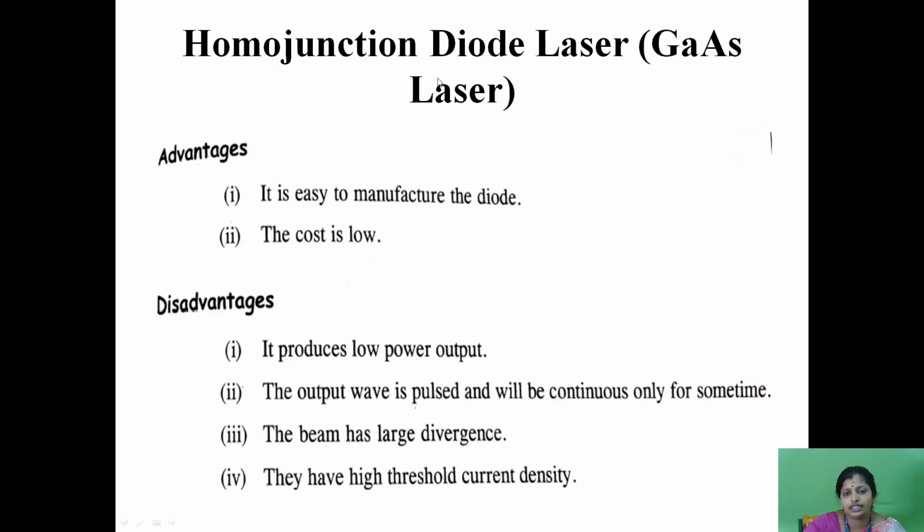The advantages of the homojunction diode laser are that it has an easy manufacturing method and the devices are low cost. The disadvantages of this material are low power output. The output wave is pulsed and continuous waveform. There is a large divergence of the beam, and it has high threshold current density.